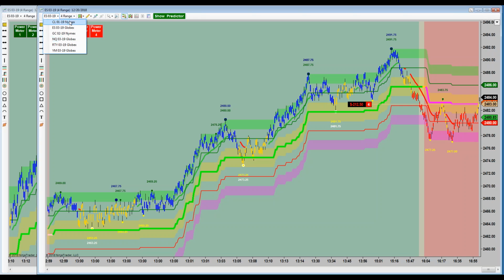I don't trade crude that much. I haven't flipped it, but I can. I'll do that later. And then the other equities we watch in the room are Russell, which has become a little spastic lately, so you have to be careful with that one. It's $5 a tick. And YM, the mini Dow.